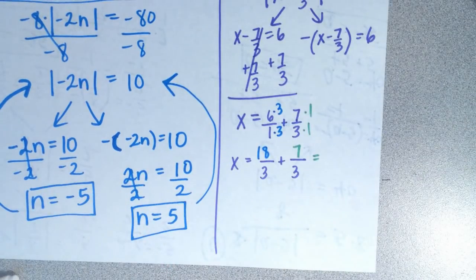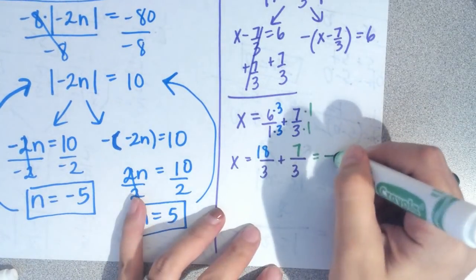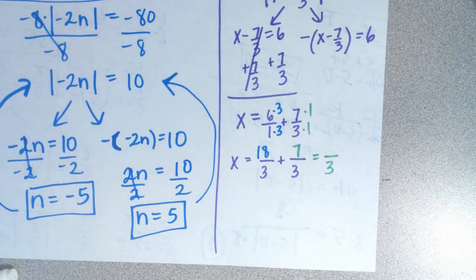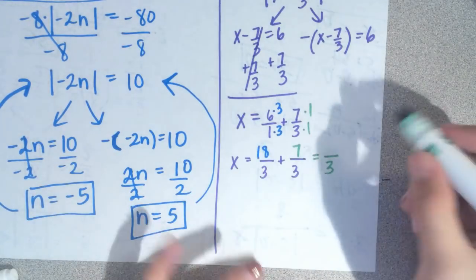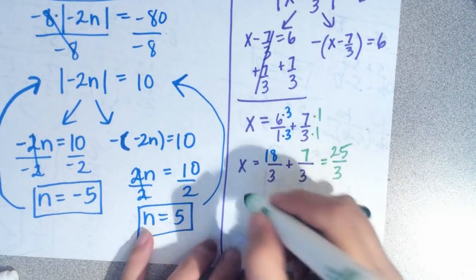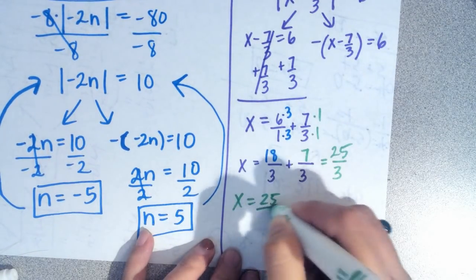Now when you're adding fractions, the denominator stays the same. Before we were multiplying. When you multiply fractions, you multiply top with top, bottom with bottom. But when you add fractions, you have to add the top and the denominator always stays the same. So 18 plus 7 gives us 25. So my answer is 25/3.